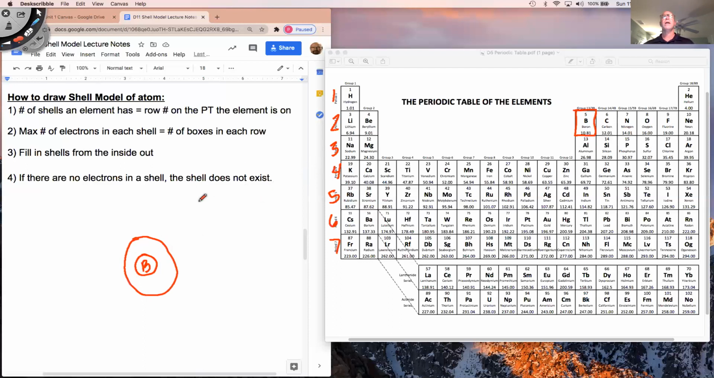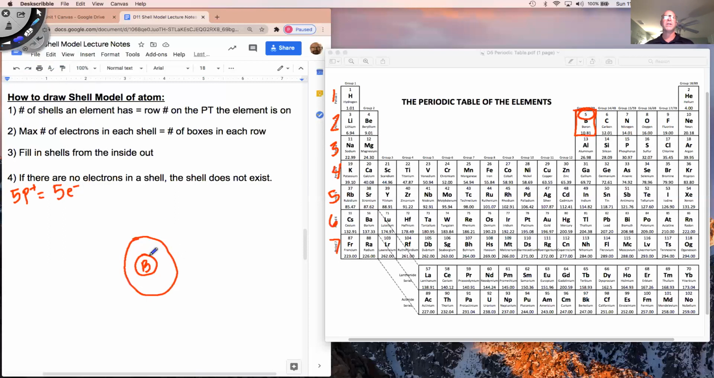Now we need to know, how many electrons does boron have? That directly relates to the number of protons. This is a neutral atom. There are 5 protons, which means there must be 5 electrons. So we're going to have 5 electrons. Let's draw some electrons in here.